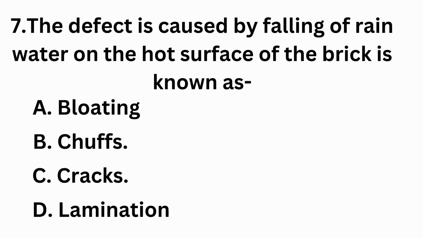Question number 7. The defect caused by falling of rainwater on the hot surface of the brick is known as A. Bloating, B. Chops, C. Cracks, and D. Lamination. So the defect caused by the falling of rainwater is chops. Bloating is a defect in which we can see a spongy mass over the surface of the burnt brick, and in lamination a thin lamina can be seen on the face of the brick, and this is caused by the entrapped air in the voids of the clay.